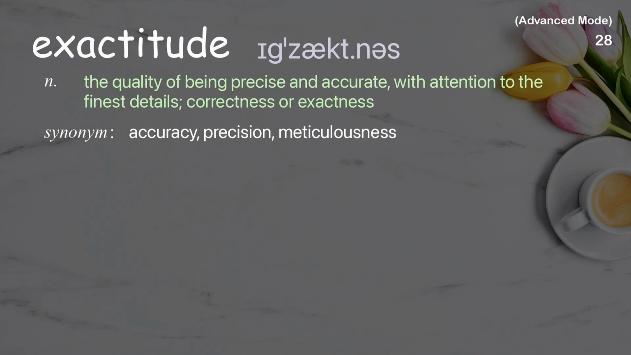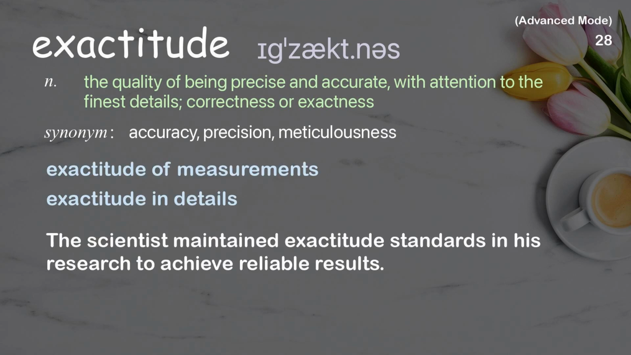Exactitude. The quality of being precise and accurate, with attention to the finest details, correctness or exactness. Examples: Exactitude of measurements. Exactitude in details. The scientist maintained exactitude standards in his research to achieve reliable results.